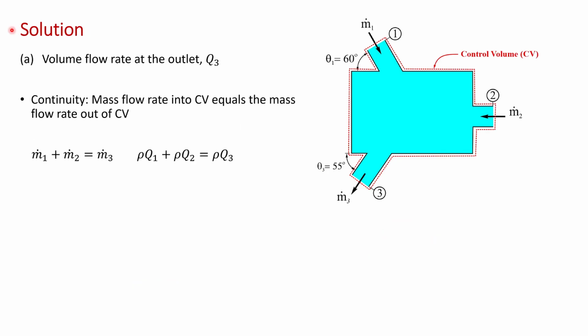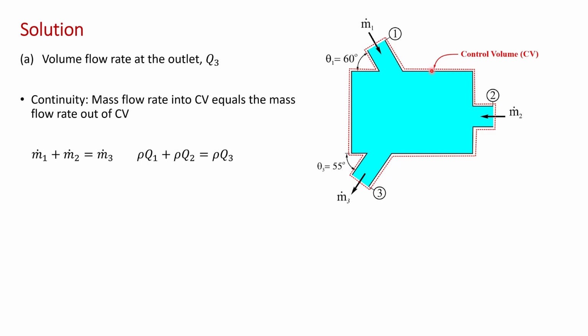Okay, now we move on to the solution. First, in part A, we solve for the volume flow rate at the outlet. Of course, we'll need that flow rate for the force calculations in part B. Here I've shown the mixing box and the control volume in red.